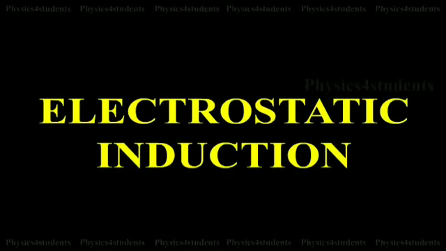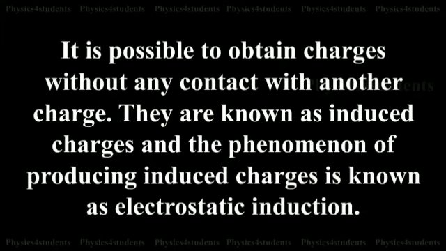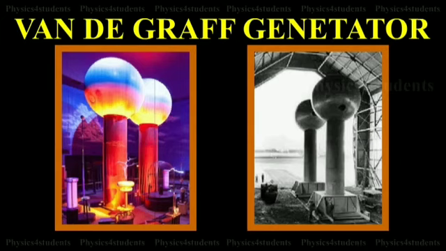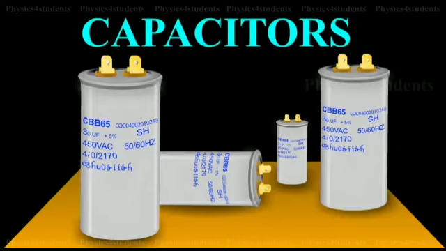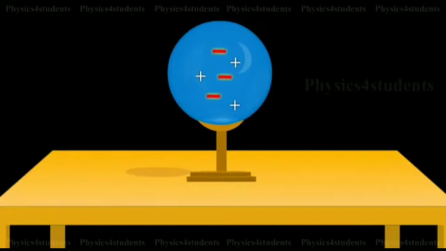Next, electrostatic induction. We have learned that an object can be charged by rubbing using an appropriate material. Whenever a charged rod is touched by another conductor, charges start to flow from the charged rod to the conductor. Is it possible to charge a conductor without any contact? The answer is yes. This type of charging without actual contact is called electrostatic induction.